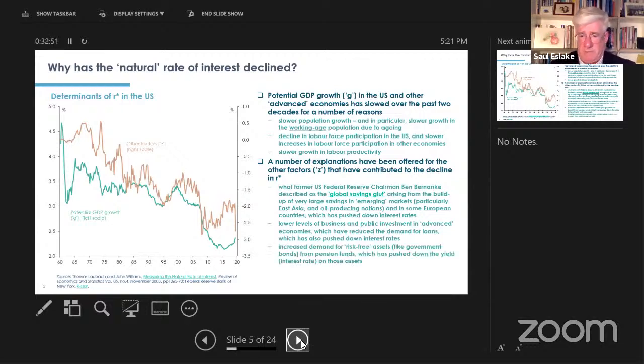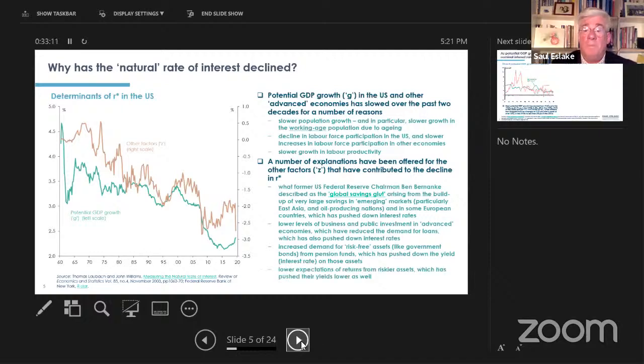Another factor that's been figured by many as contributing to this decline in the natural rate of interest is the increased demand for risk-free assets like government bonds from pension funds, in part as a result of regulatory pressure. That in turn put downward pressure on the yield or the interest rate on those assets as more people are chasing them. And then finally, some people suggest that lower expectations of returns from riskier assets, simply because the prices of them have risen so much over the last 20 years that some people think they can't keep going up at the rates that they have been, may also have pushed their yields lower as well.